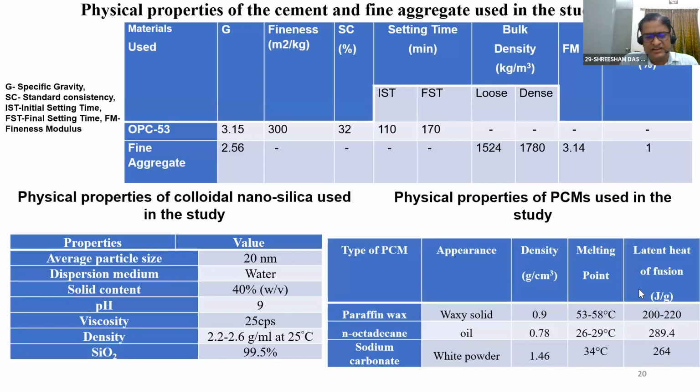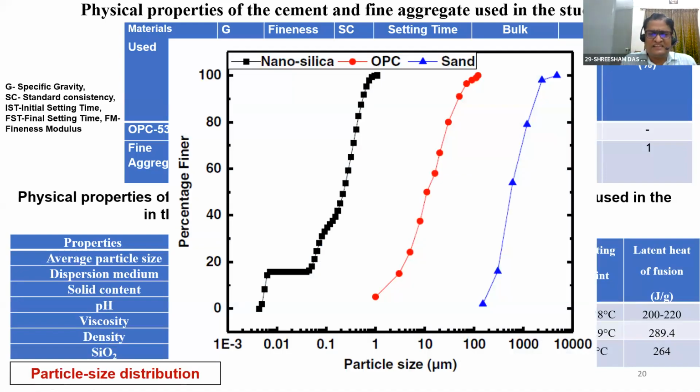So this is the way we've used the cementitious system, and you can see here the nanoparticles. We have used 20 nanometer size particles in a colloidal form, just to avoid any kind of safety hazards. So this is the particle size of the OPC, sand and nanosilica. My OPC lies in the micrometer zone, my sand lies in the millimeter zone, and nanoparticles lie in the nanometer zone.